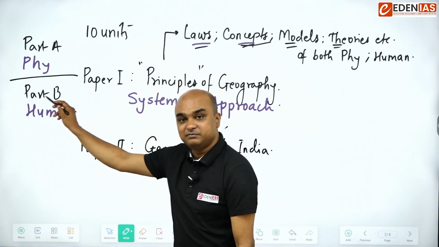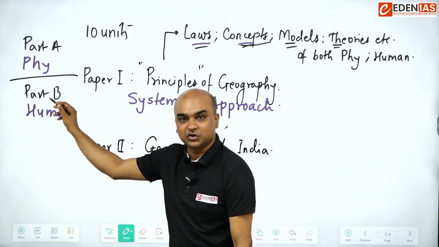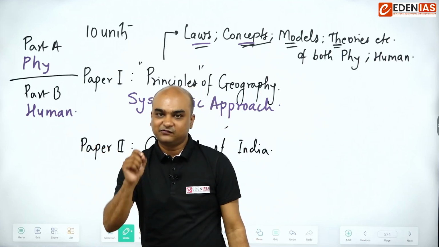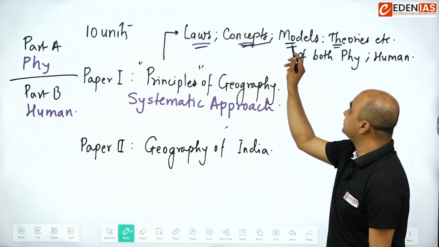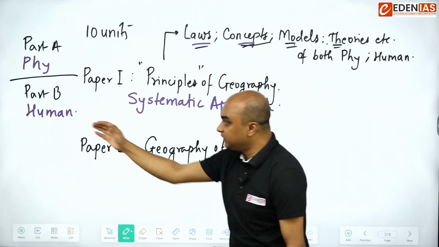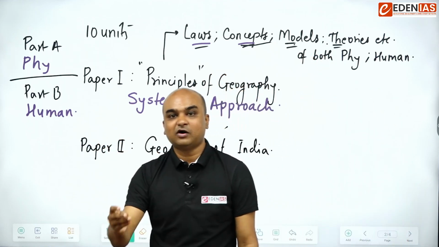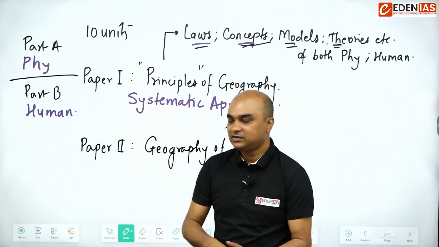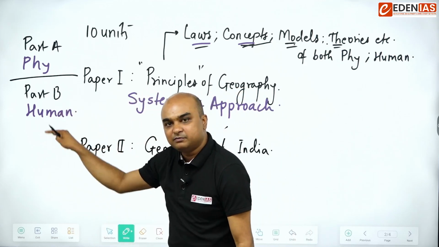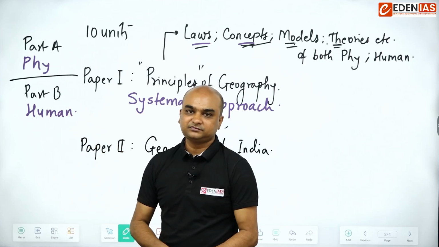So in part B also, which is the human geography part, you will see the focus is again on these things: laws, concepts, models, theories. इतना कि एक यूनिट का तो नाम ही यही है, laws, models, and theories in human geography, which is the last unit and technically in part B, unit number 5.